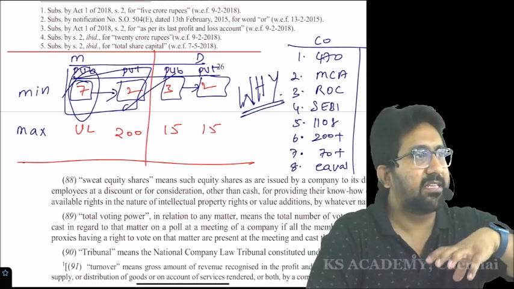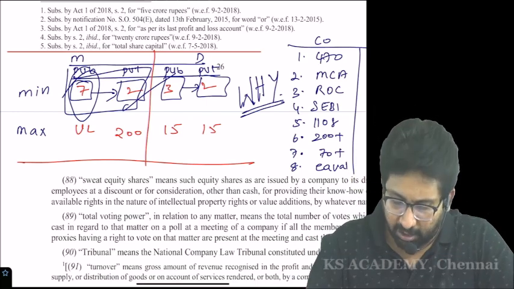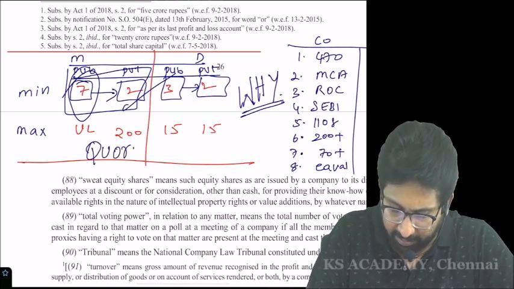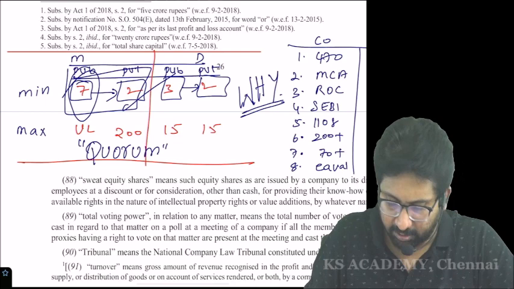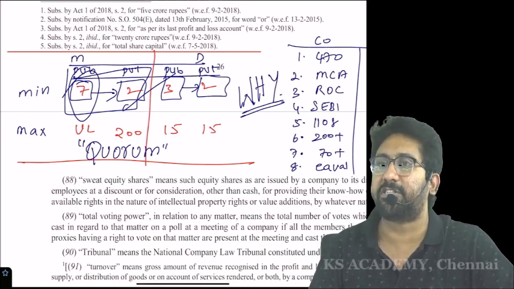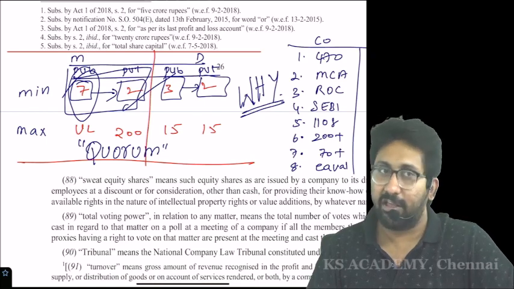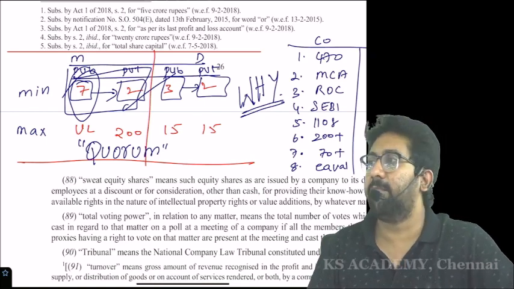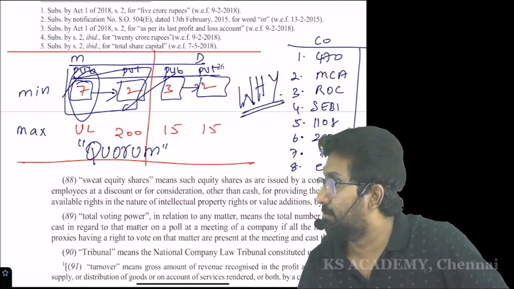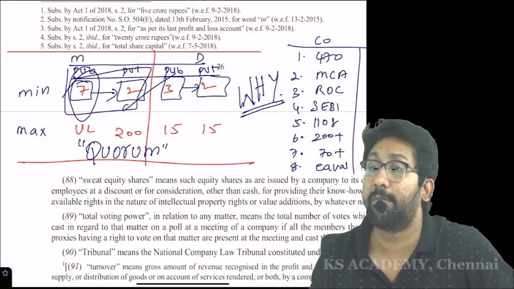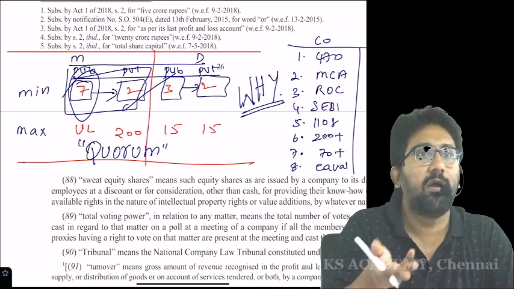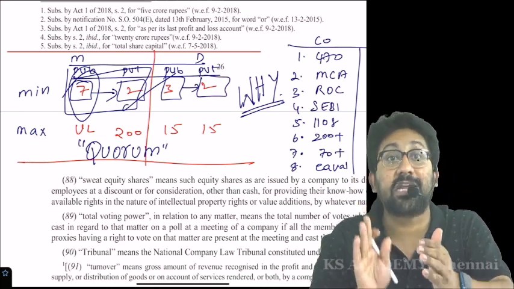For a meeting conducted for members, is minimum attendance required or not? That's called quorum, as per section 103 of the Companies Act. We will see it in the Management and Administration chapter, a deadly chapter. There only all these things will come. What is the name? Quorum. What is quorum? Minimum attendance. Minimum attendance to start the meeting.